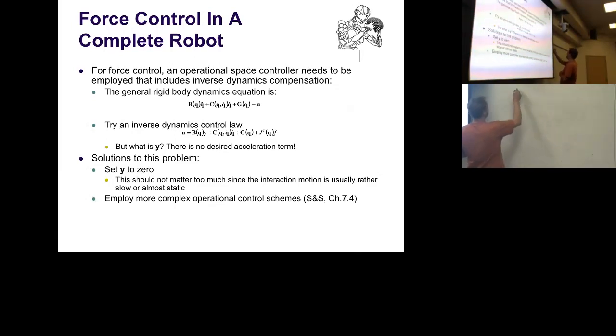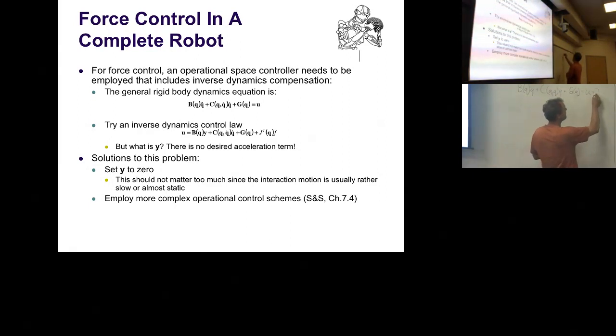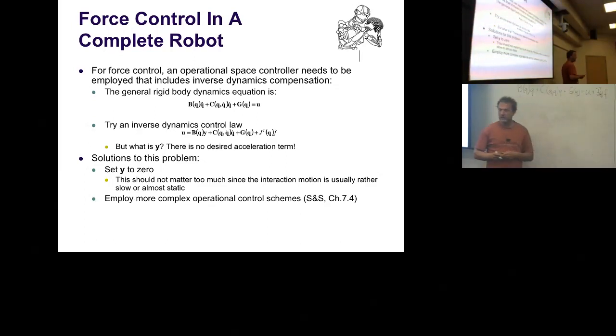What matters is essentially our big old friend, the rigid body dynamics: B of q, q double dot, plus c of q, q dot times q dot, plus gravity of q equals u. And this changes if there are forces from the outside world, plus Jacobian transpose times those forces, which depends on the sum. Remember the story about the Jacobian transpose?